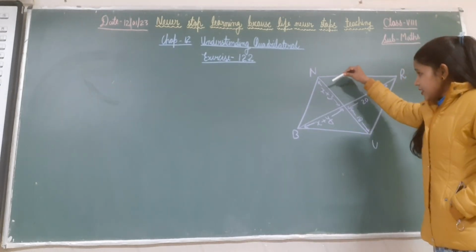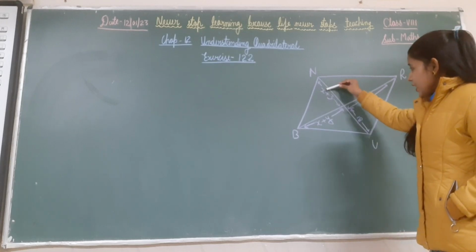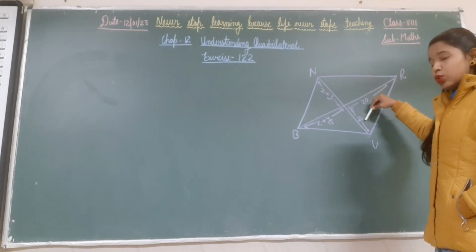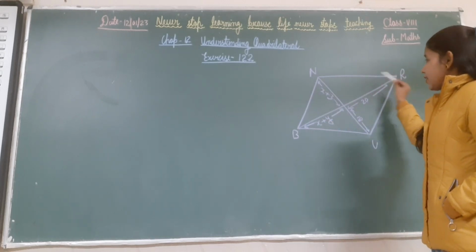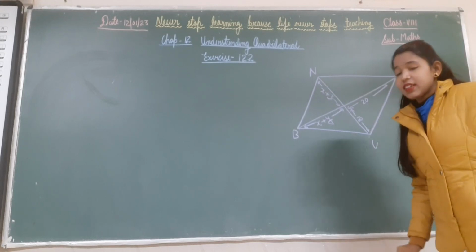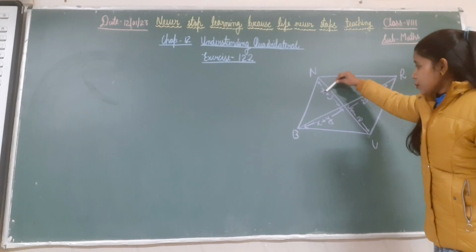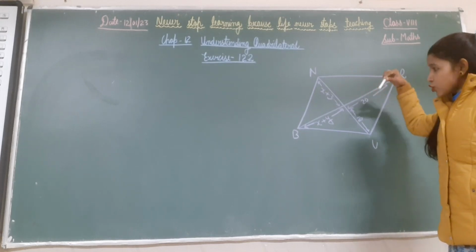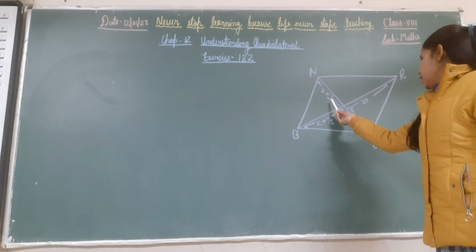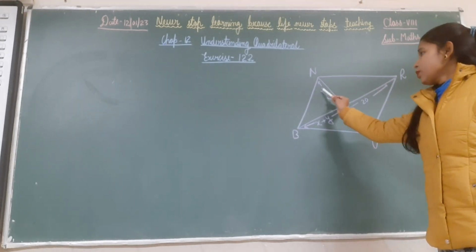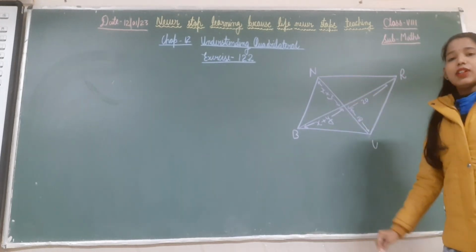So here BR and MU are the diagonals, and x plus 3 will be equal to 18. Why? Because they bisect each other. This diagonal bisects the other diagonal, meaning it divides it into two equal parts. So x plus 3 is equal to 18. We will find the value of x from here: 3 transposes to the other side, so the value of x will be 15.